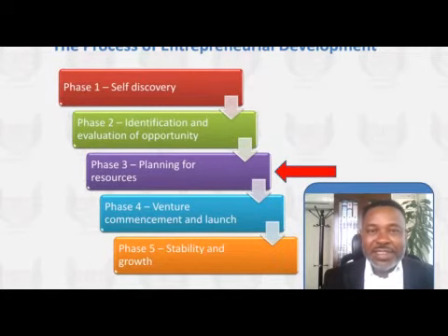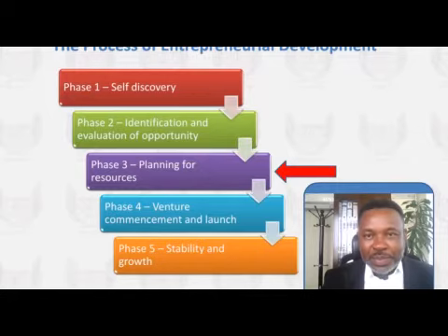The third phase, phase 3, is planning for resources. What will it take to make that product or deliver that service? That's the question here. The resources you need to start a business can be broken into 4 broad categories: financial, human, material, and physical resources. All these will form part of your business plan. We'll look at a business plan in detail when we get to part 2, module 4.